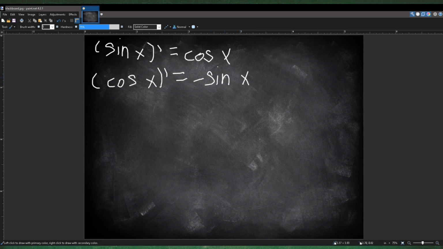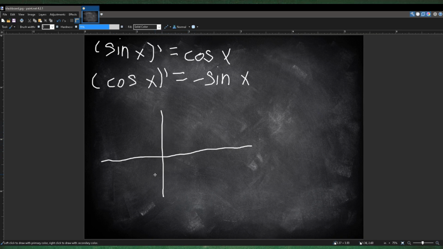Okay, just know these, just memorize these, and you'll be fine. It's not that difficult. Basically, sine and cosine and negative sine. To think about this, you can always just remember it graphically.